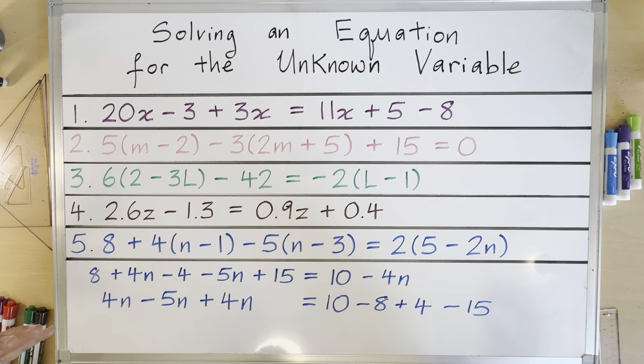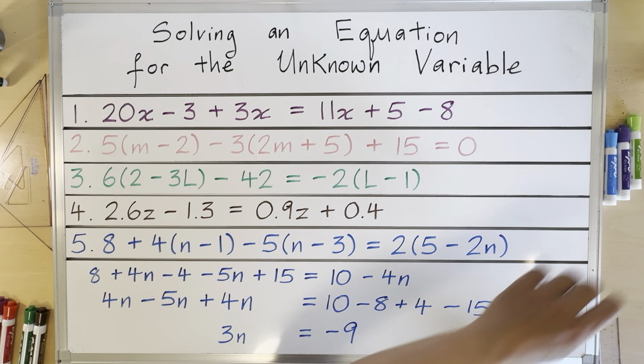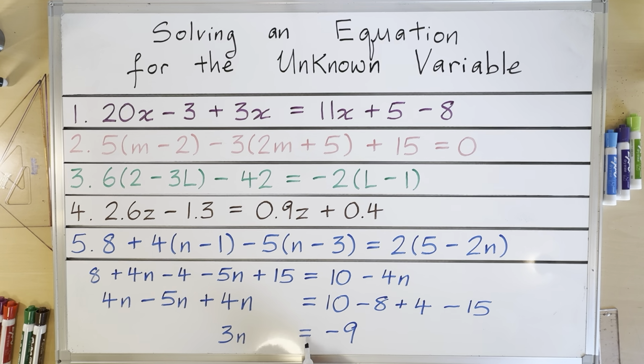Now all we have to do is gather and combine like terms. Positive 4n minus 5n gives us negative n. Negative n plus 4n gives us positive 3n. This is equal to, well, 10 minus 8 gives us positive 2. Positive 2 plus 4 gives us positive 6. And positive 6 minus 15 gives us negative 9. So now we have 3n is equal to negative 9.